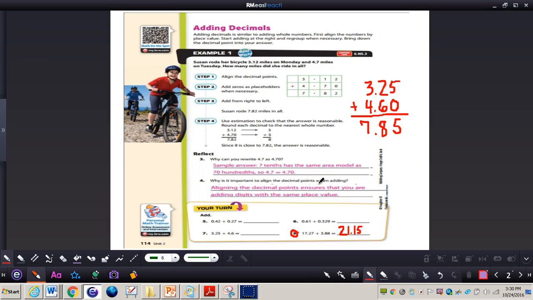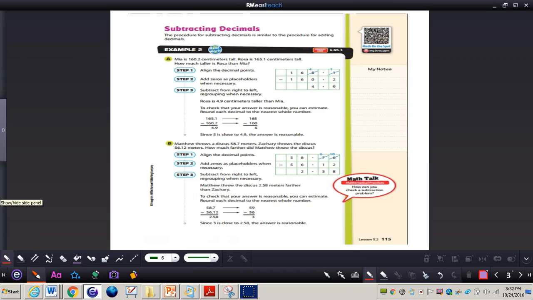So you can see the answer for number 8 is 21 and 15 hundredths for the answer. So let's take a look at subtracting decimals now. So you can see the procedure for subtracting decimals is similar to the procedure for adding decimals. The only thing is you're subtracting versus adding.